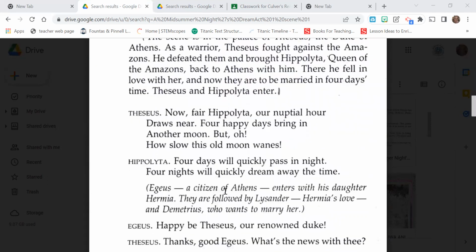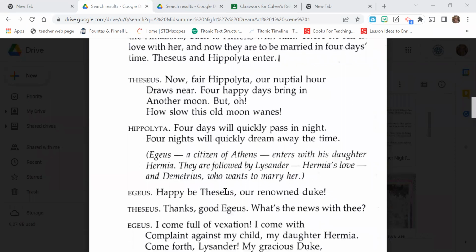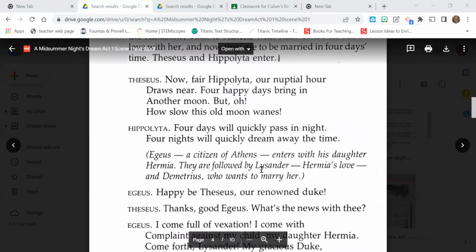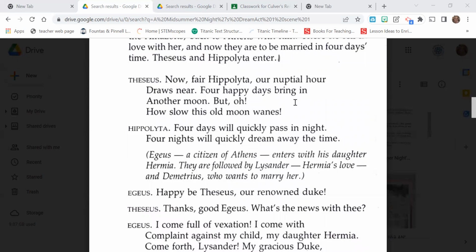Theseus and Hippolyta enter. "Now, fair Hippolyta, our nuptial hour draws near. 4 happy days brings in another moon. But oh, how slow this old moon wanes."